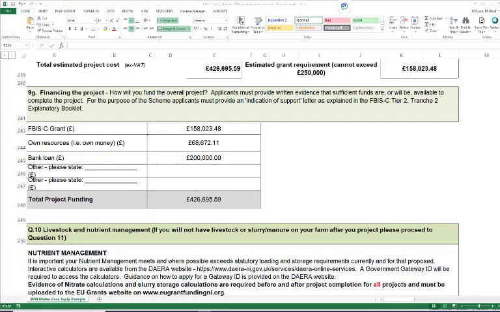In terms of financing the project, in this section you must provide details on the financing of your project. You must record how you propose to co-finance the project either by a loan or your own resources. All applicants must provide an indication of support letter completed by their bank or lending institution. This is required as part of the overall application.